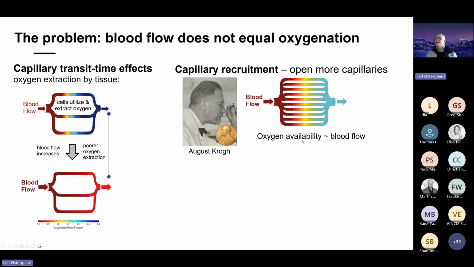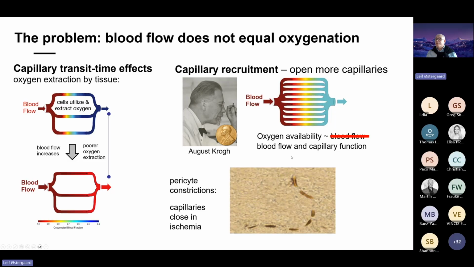But this also means that this assumption that oxygen availability is essentially the same as, or proportional to, blood flow is not true. It's determined by blood flow and capillary function. And I'll come back to the thing about stroke. What people have found out the past couple of decades is that capillaries, and especially small cells that surround capillaries, pericytes, are contractile and quite vulnerable. So that means that during ischemia, capillaries start to close.